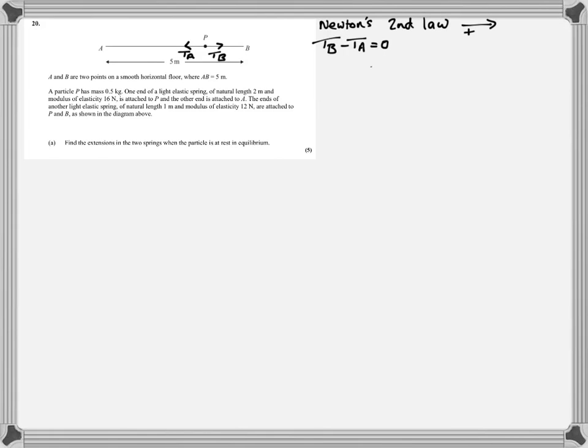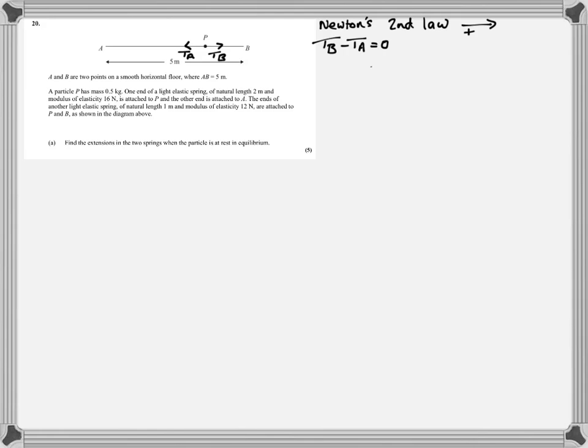Question 20 from the Mechanics 3 review pack. I've started off, I've just modified the diagram a little bit. I've put tension A and tension B in, and I've just stated we're going to apply Newton's second law at this situation, which is currently in equilibrium. I've taken to the right as positive, so TB minus TA equals 0.